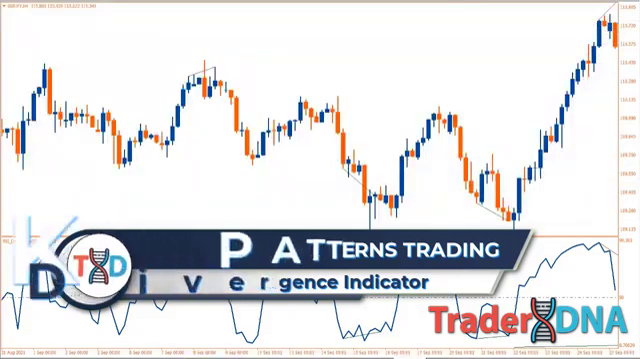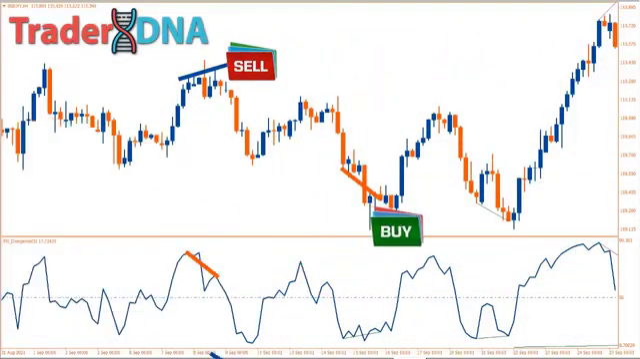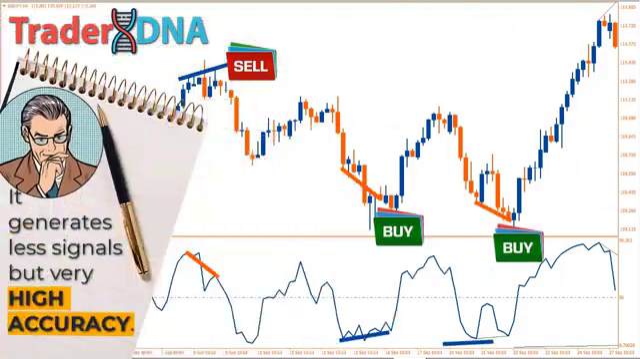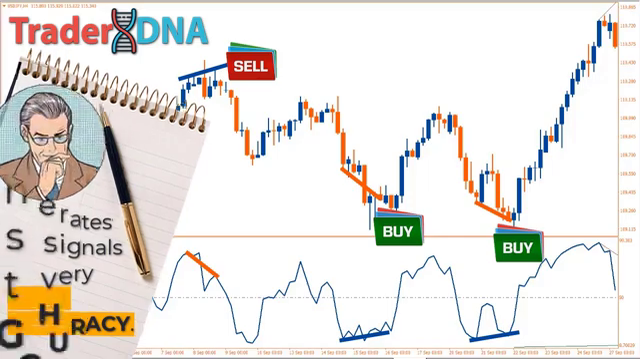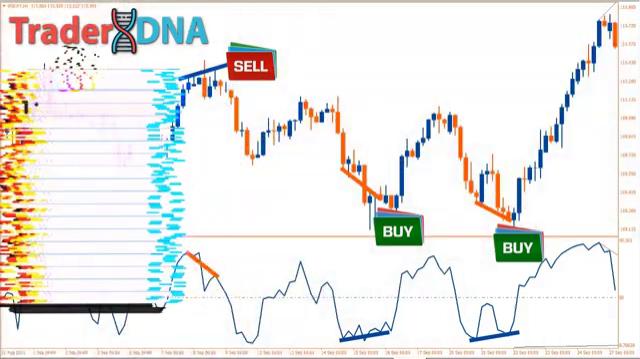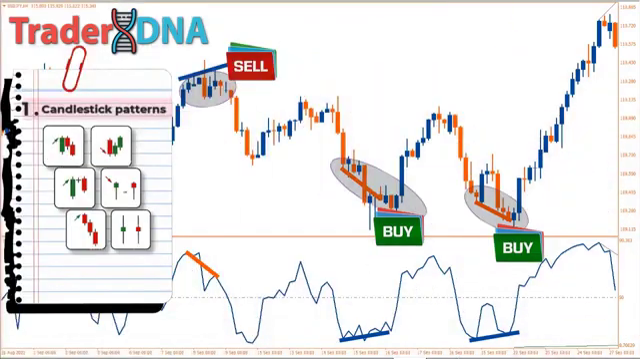Because RSI is way better than stochastic when it comes to divergence detection. It generates less signals but very high accuracy. And now, in this trade setups, we will look for two features. First, candlestick patterns. Second, RSI divergences. If you are not familiar with the concept of oscillator divergence, no worries, here's a short introduction.